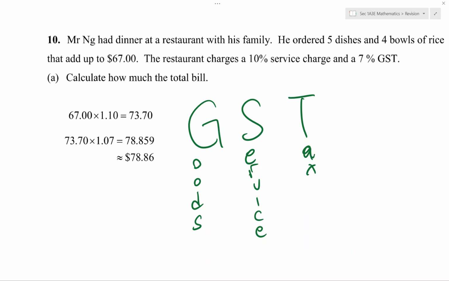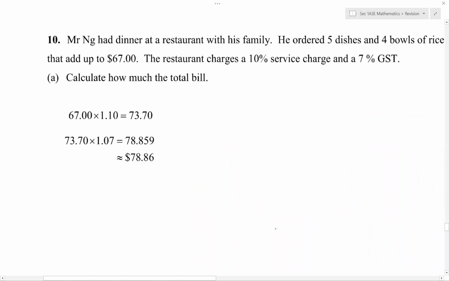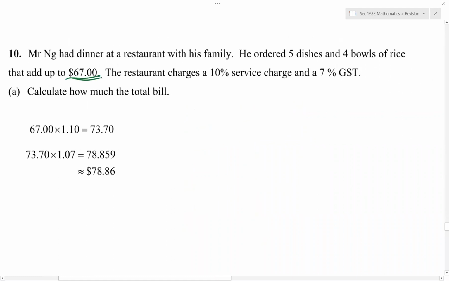Is the 7% on the goods or the service or combined? Listen carefully. GST, is the government taxing you on the $10 for the goods, or is he taxing you on the $1 for the service, or is he taxing you for both? Both. That's in the name already. GST, taxing both the goods and the service charge. Therefore, the total bill originally it was $67.